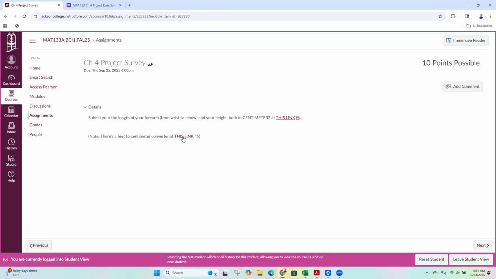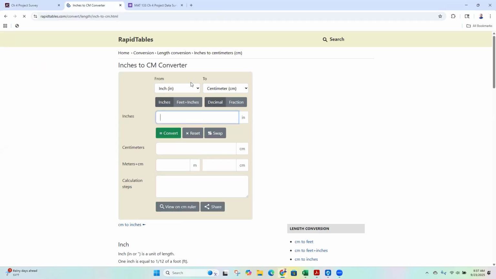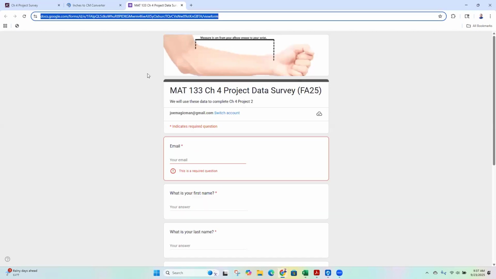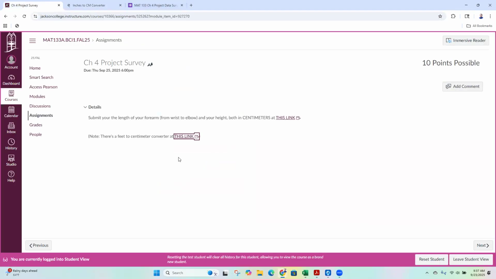There's also a link right here that converts feet to centimeters, or if you want to convert inches. So if you measure your forearm in inches, you can convert that to centimeters, right? So 12 inches converts to 30.48 centimeters. Okay. So that's what you'd put right in here, right? Cool.